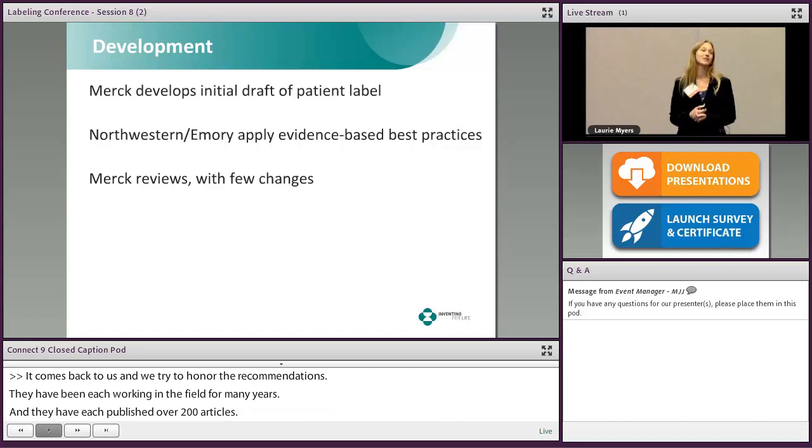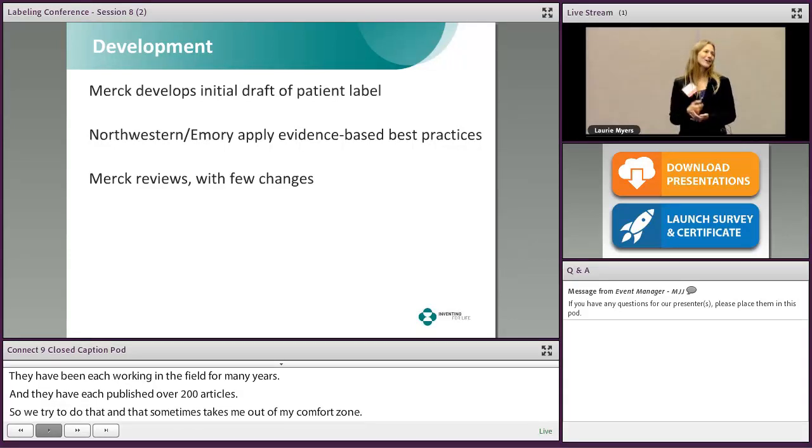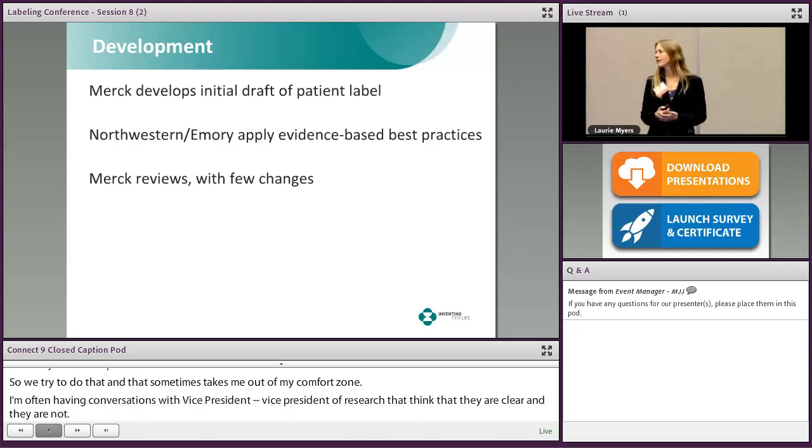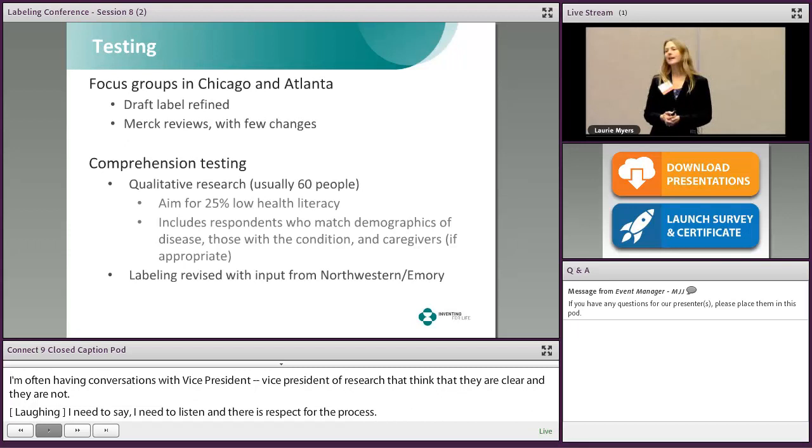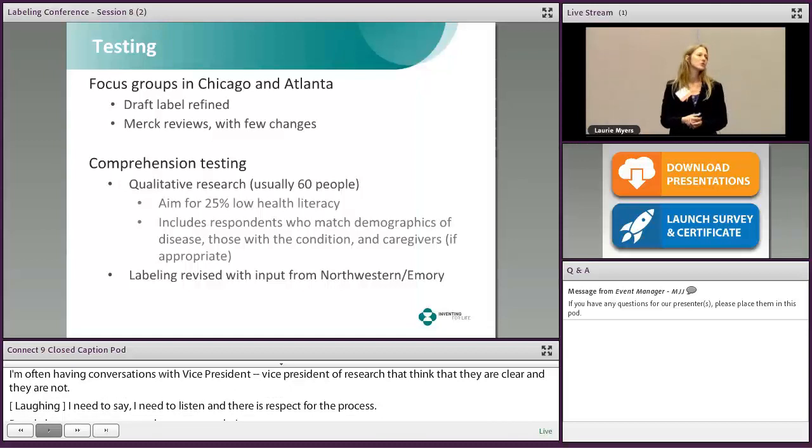And that sometimes takes me slightly outside of my comfort zone, because often I'm having conversations with vice presidents of research who think that what they said was really clear, but it's really not. And so, I need to say, no, really, we need to listen. And there's tremendous respect for this process. And people really have come to very much respect the recommendations.